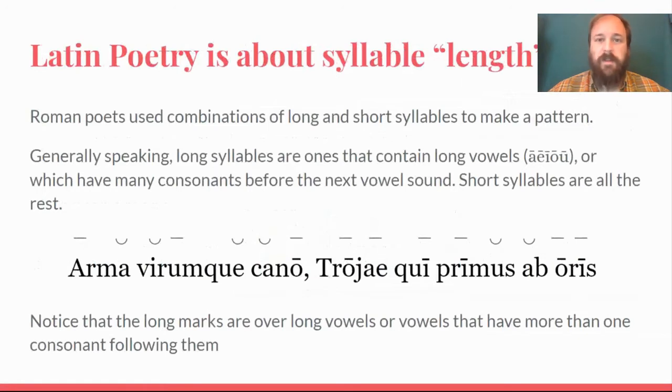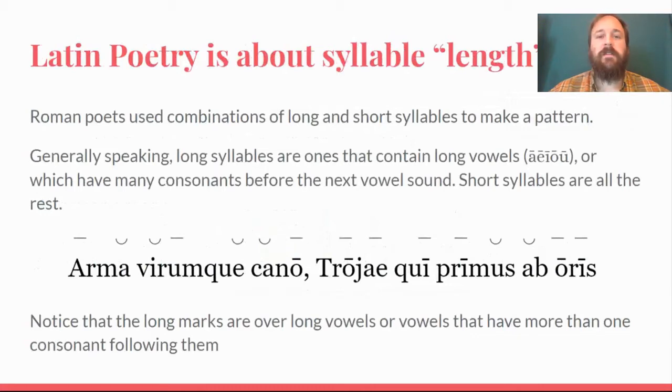Latin poetry isn't about those stresses though. It's about syllable length, how long it takes you to say one syllable over another one, which should be pretty clear because we've been using long marks over vowels since Latin 1, right? So those long marks, they're not just there for fun. You really should be pronouncing those a little bit longer. So Roman poets use combinations of long syllables, or rather syllables with long vowels in them, and syllables with short vowels in them to make a pattern.